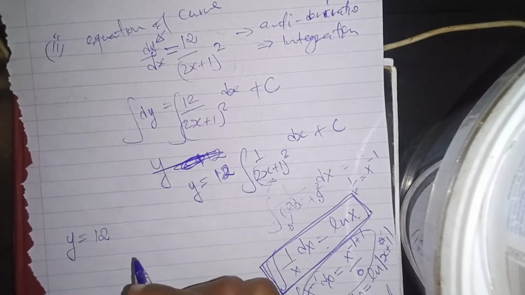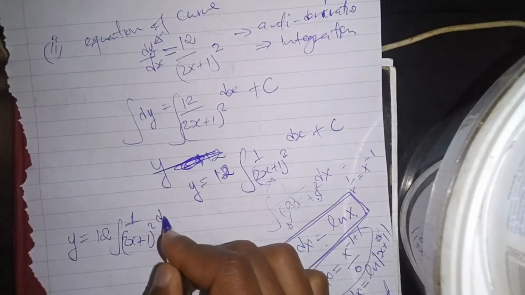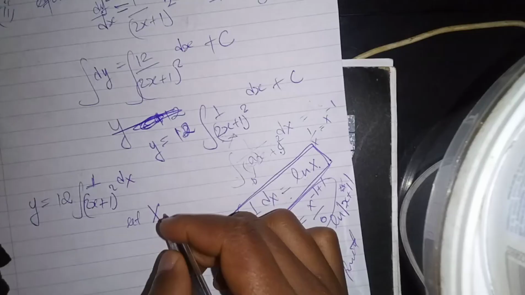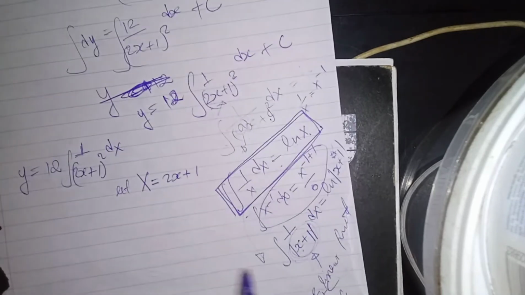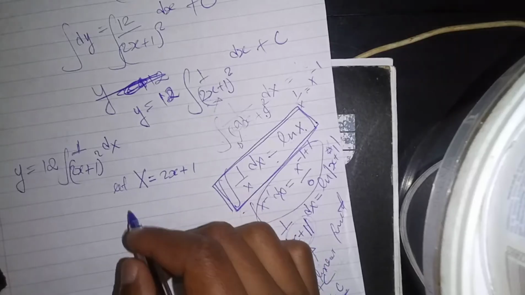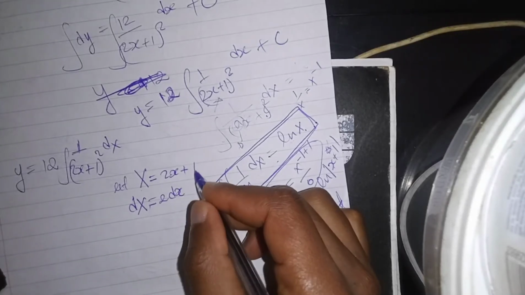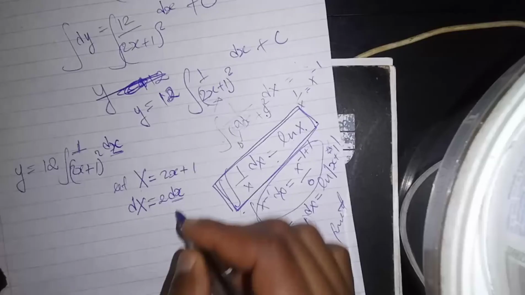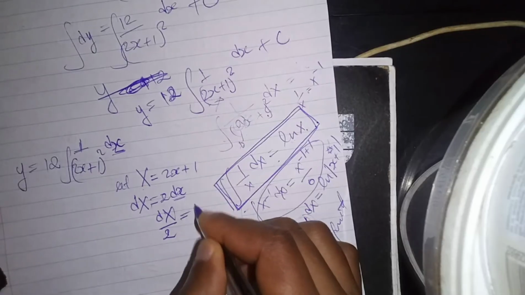So this is 12, this is 2x plus 1 dx. Here we can let a big X be this part. When you take a derivative of a big X, taking the derivative of both sides, here will be 2 dx, here it will be 0. Then, because here you have this dx, you need to substitute it, so divide by 2, so this will be something like this.